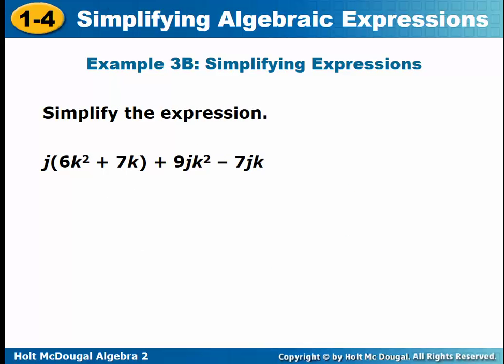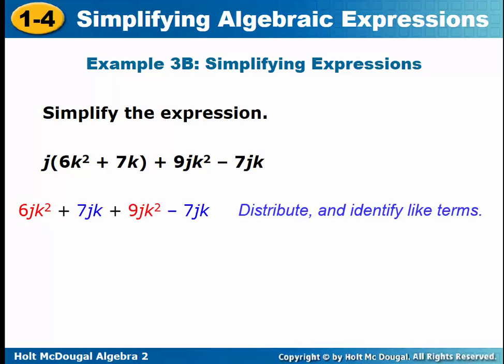All right, this one says to simplify, but we're going to have to use the distributive property first, which you've learned about in a previous class. So let's go ahead and multiply everything in the first parentheses by j. So we'd get 6jk squared plus 7jk, and then we already had plus 9jk squared minus 7jk. And then find the like terms.